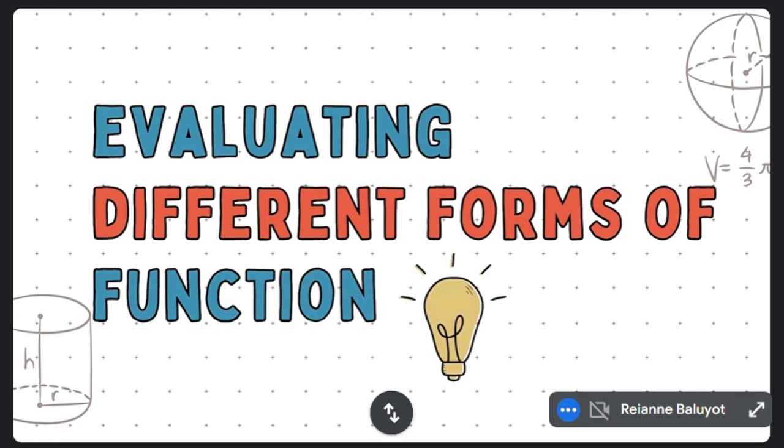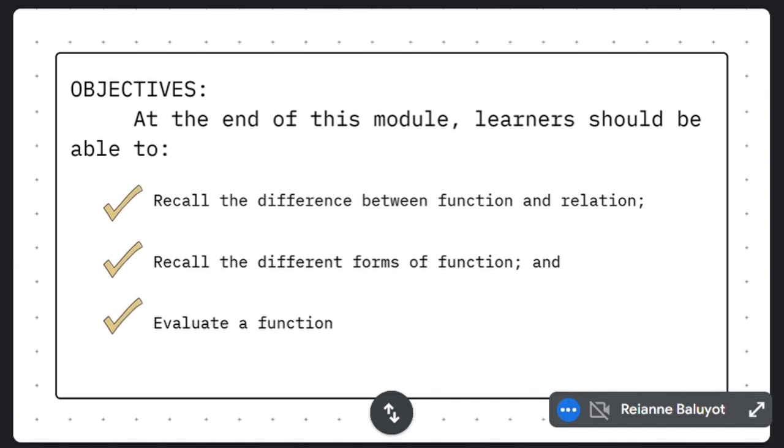Okay, so let's start. Our learning objectives: at the end of this lesson, learners should be able to recall the difference between function and relation, recall the different forms of function, and evaluate a function. So let's start.